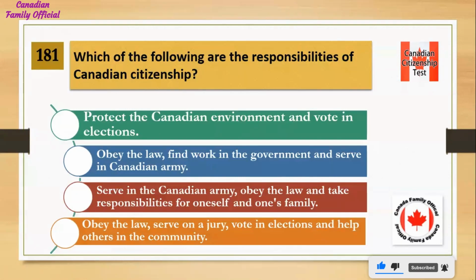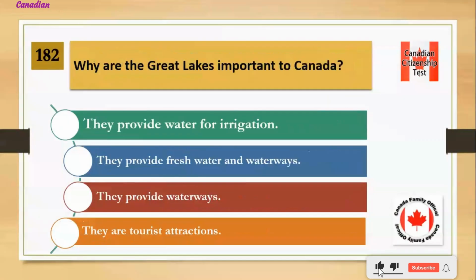Which of the following are the responsibilities of Canadian citizenship? Number 1, protect the Canadian environment and vote in elections. Number 2, obey the law, find work in the government and serve in the Canadian Army. Number 3, serve in the Canadian Army, obey the law and take responsibility for oneself and one's family. Number 4, obey the law, serve on a jury, vote in elections, and help others in the community. And the answer is obey the law, serve on a jury, vote in elections, and help others in the community.